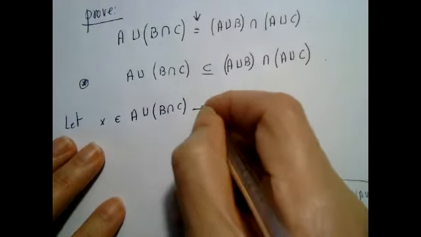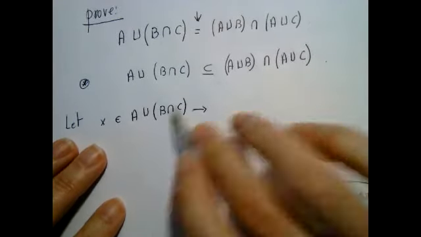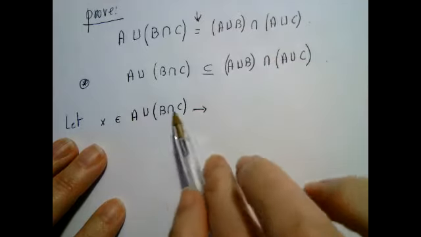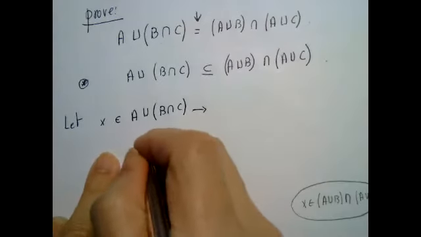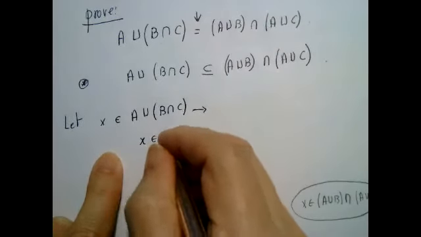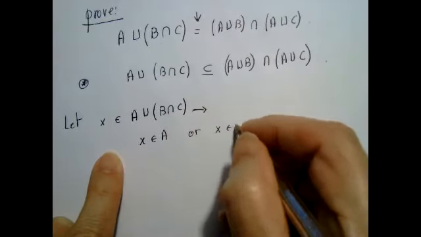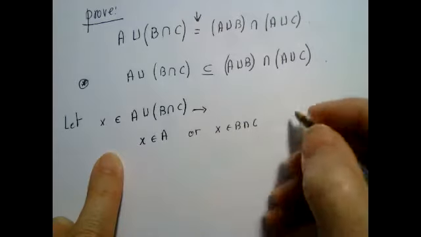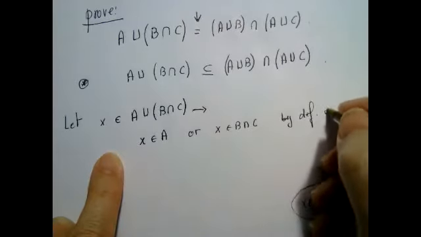What does it mean X in A union B intersects C? It means where is my X? I want to head here logically. But if X in A union B intersects C, it means where is X? It means that X is in A or in B intersects C. Absolutely. And this is by definition of what? By definition of union. Very good.